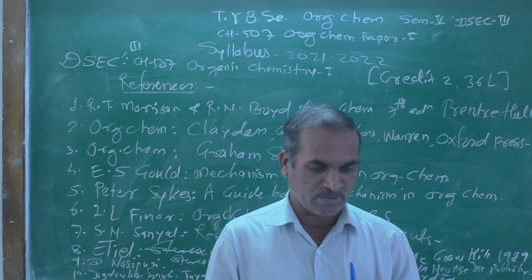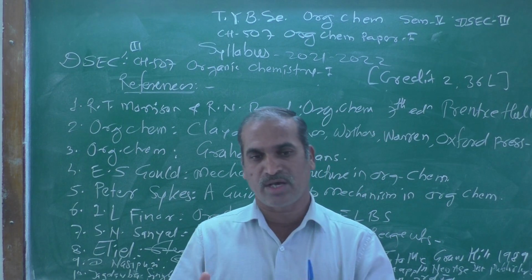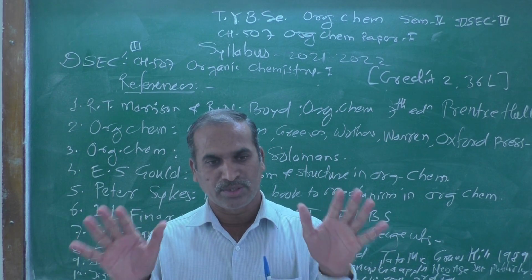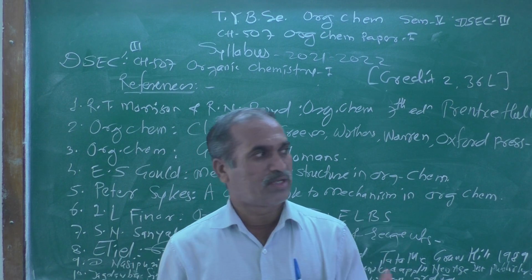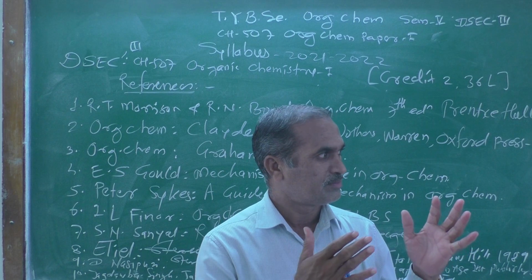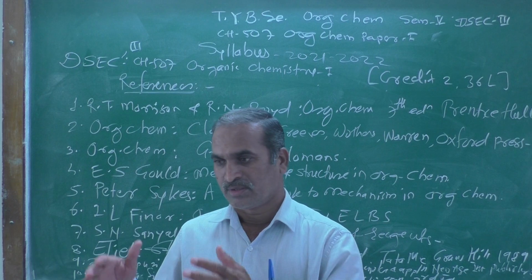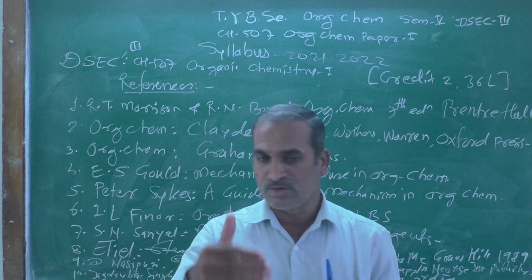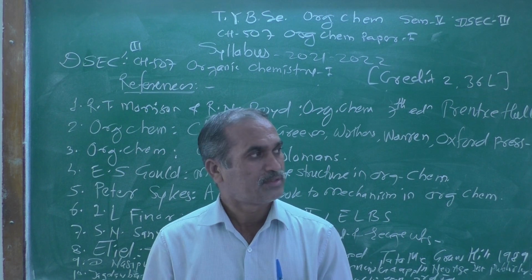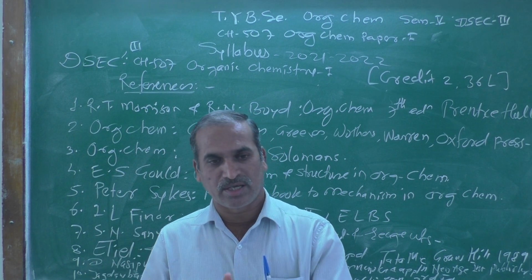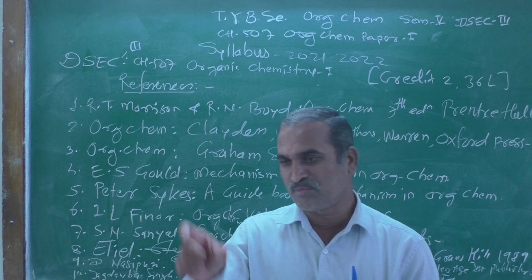Then chapter number 4 and the last one, which is the elimination reaction. There we are going to study the introduction. What do you mean by 1,1 and 1,2 elimination reaction? There mainly E1, E2 and E1CB reactions with their mechanism.